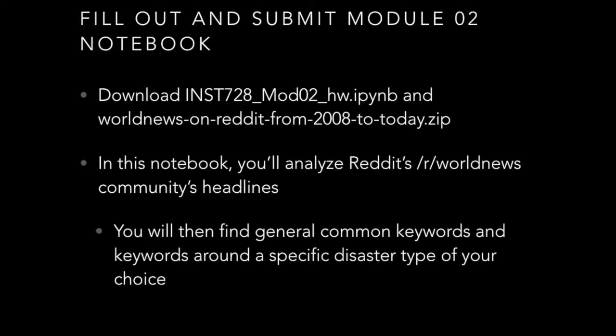Once you have these two files, you'll use this notebook to analyze the world news community headlines to find some things like generally common keywords. Then I'll ask you to select a particular kind of disaster of your choice, like earthquake or terrorist attack or shooting or bombing, and find other keywords that are used within headlines that mention your specific kind of event.